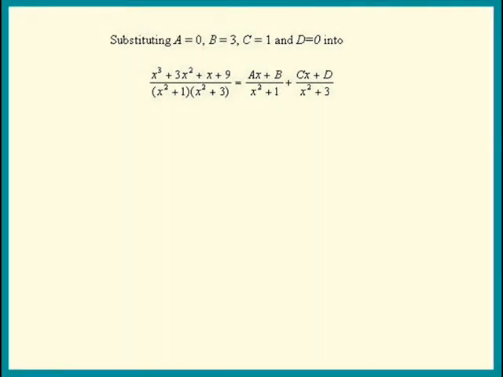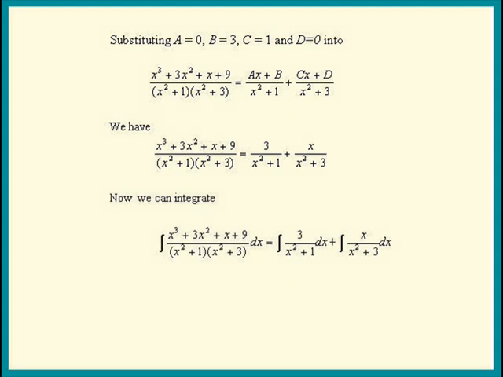Now we'll substitute those results into the partial fractions. The original fraction equals 3 over x squared plus 1 plus x over x squared plus 3. The given integral can now be expressed as a sum of two simpler integrals.